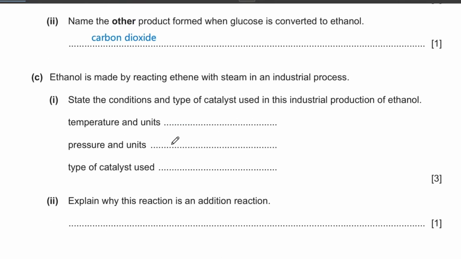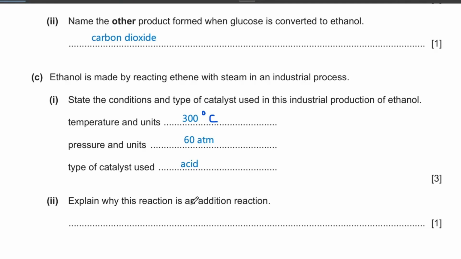Next question. Ethanol is made by reacting ethene with steam in an industrial process. State the conditions and type of catalyst used in this industrial production of ethanol. So the temperature is 300 degrees Celsius, pressure 60 atmospheres, and the type of catalyst used is an acid catalyst. So these are the conditions for the industrial process by which ethanol is produced through reacting ethene with steam.